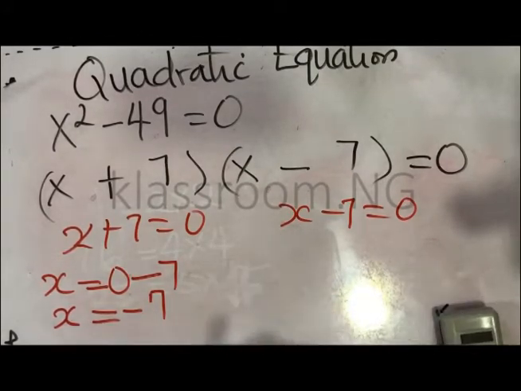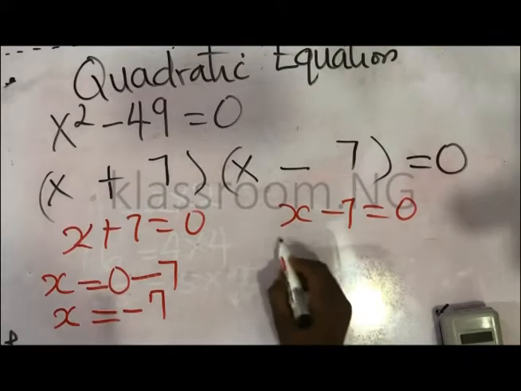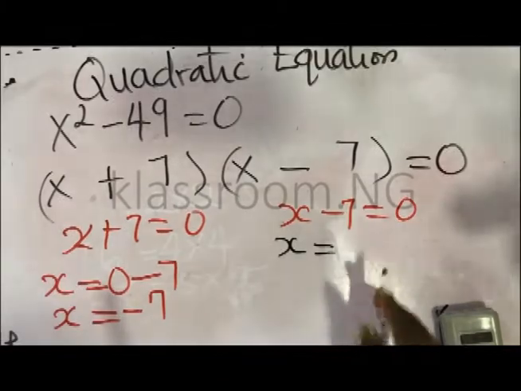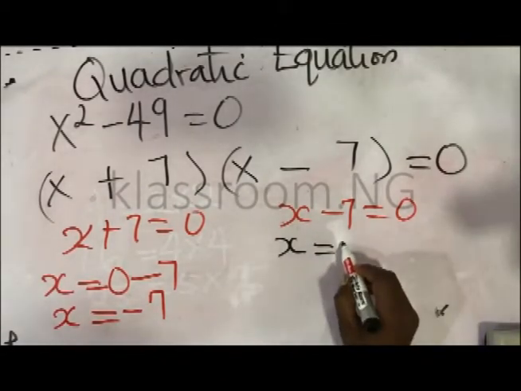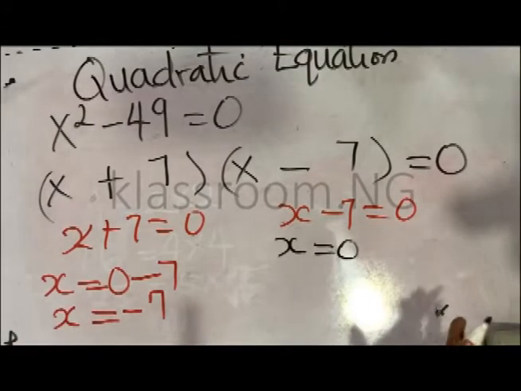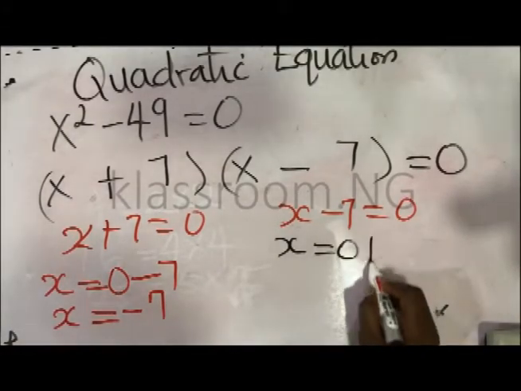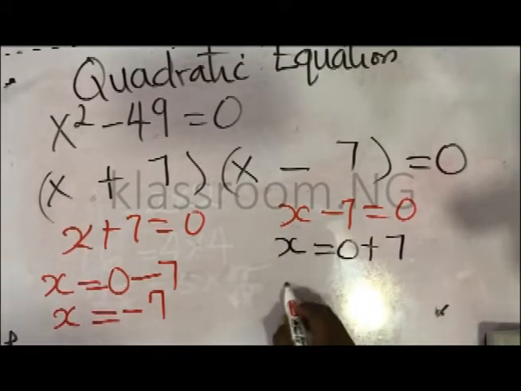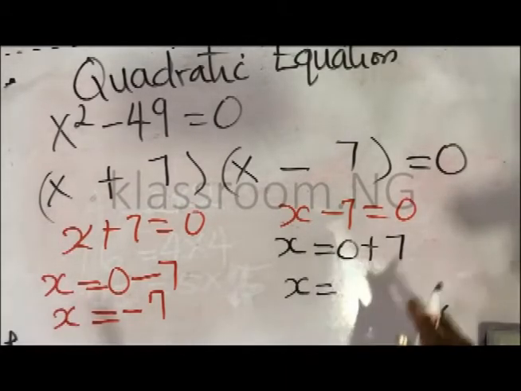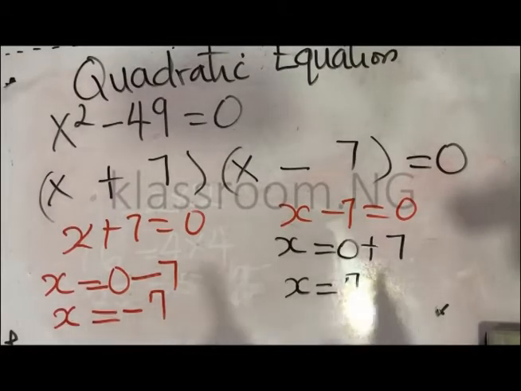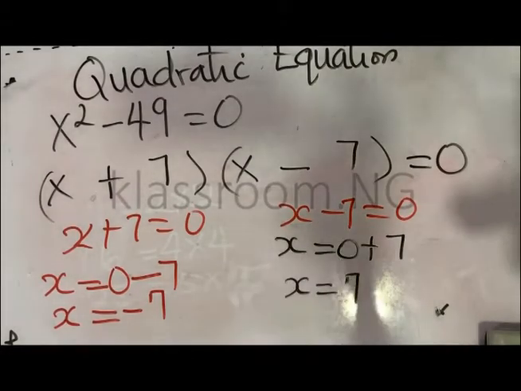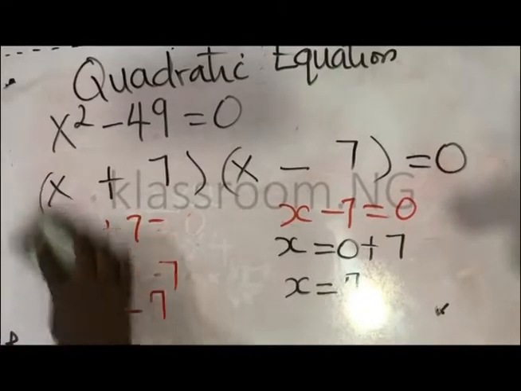Now, this you have x minus 7 equals 0. You have the x equal, you have the 0 goes to the other side, the 7 goes to the other side, and it becomes plus 7. So you have x equals 0 plus 7 will give you 7. So your answer is x equals 7. Let's look at another example.